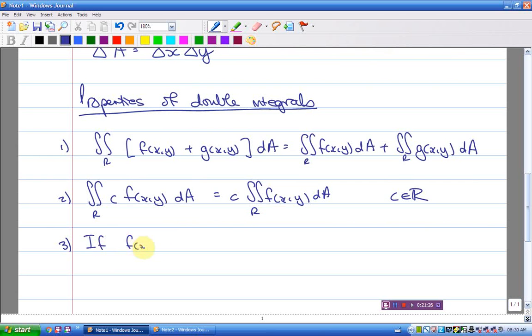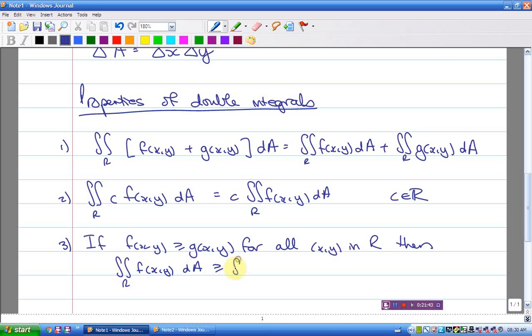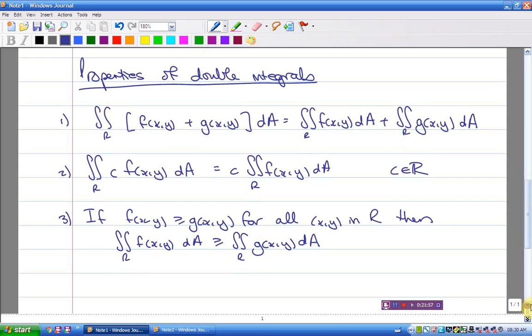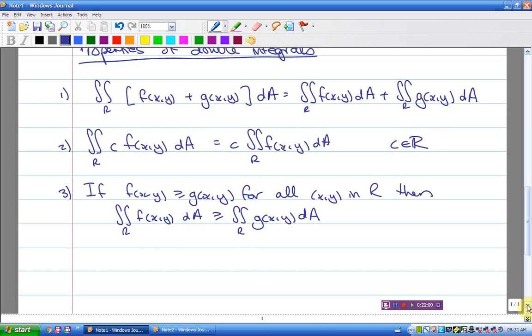If we have one function f which is bigger than some other function g all over your region, so for all x, y in R, then the double integral of the bigger function is going to be larger than the double integral of the other function. Again, hardly a surprise. If we have one surface that's higher up in the air than the other surface, we expect the higher one to have more volume underneath it than the one that's lower down. This becomes a slightly less obvious property when your surfaces are not above the x-axis but are below or a mixture, but the property still applies.